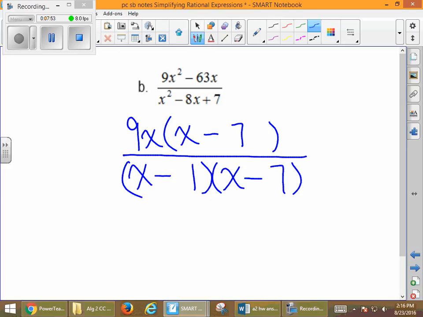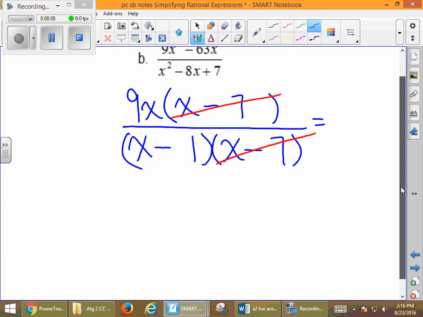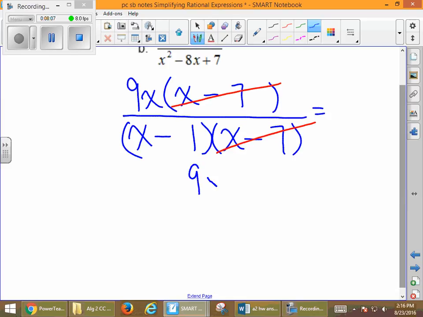And once we get this factored, we ask ourselves, do we have anything exactly the same on the top and on the bottom? The x minus 7s. And when we finish then, we end up with 9x divided by x minus 1. And we're going too fast.